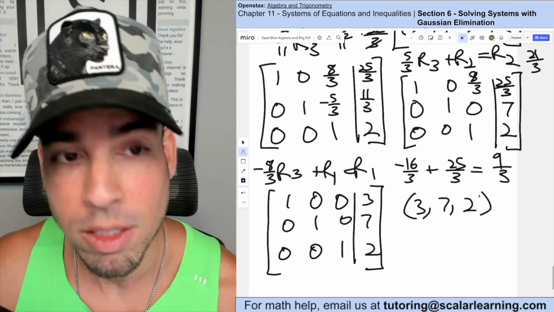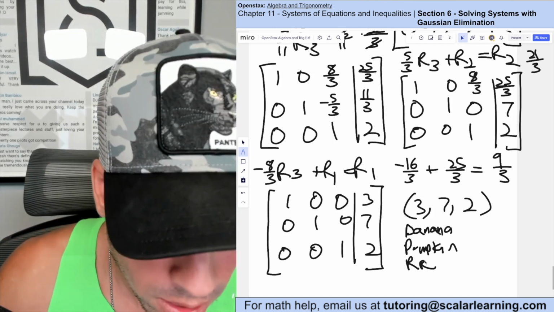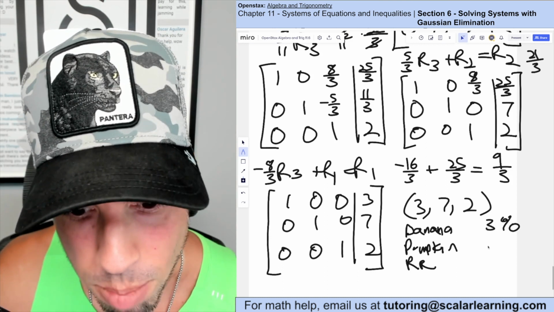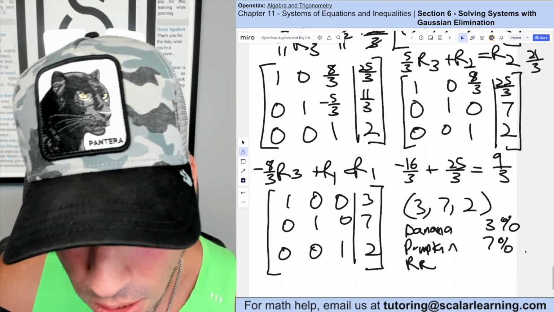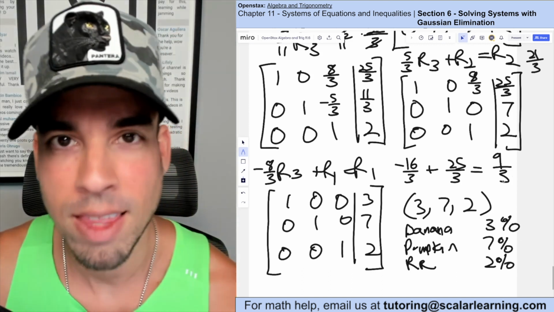But if we link it back to the original preface, we have percentages for banana, pumpkin, and rocky road. So banana was 3%, pumpkin was 7%, and rocky road was 2%. And that's how you do it.